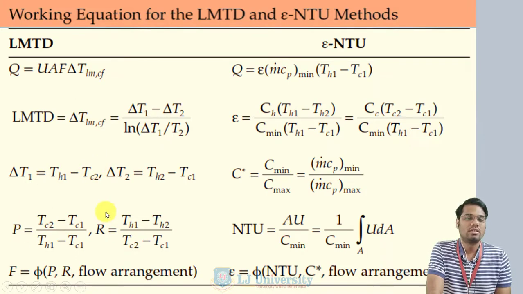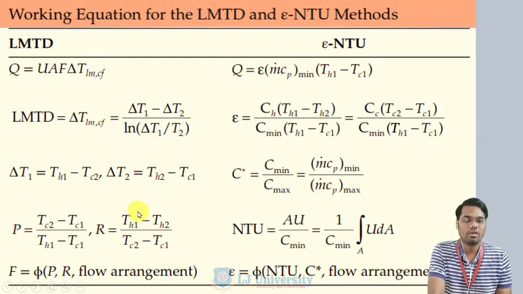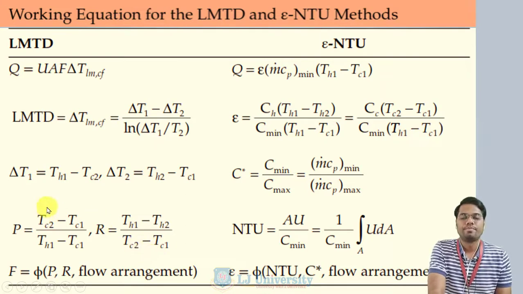P and R are the two non-dimensional parameters to find out value of correction factor, where P is TC2 minus TC1, which is rise in the temperature of the cold fluid, to the ratio of maximum temperature difference, which is TH1 minus TC1. And R is the ratio of drop in the temperature of the hot fluid, which is TH1 minus TH2, divided by rise in the temperature of the cold fluid, which is TC2 minus TC1.